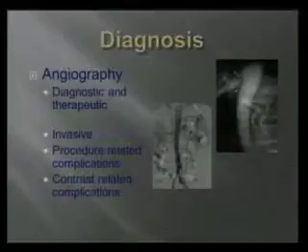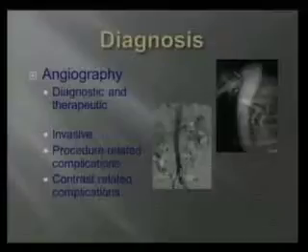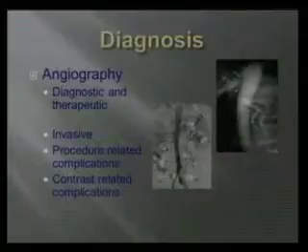So again, when you do DSA, you should always do an AP view and a lateral. With the AP view, you can evaluate collaterals, and the lateral view is even more important, which tells you where the occlusions are and how severe the disease is.